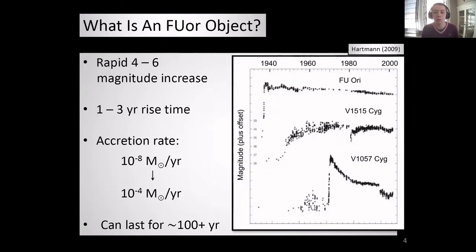Well, FUor objects are characterized by a rapid, large brightness increase, typically on the order of 4 to 6 visual magnitudes. And this brightness increase is thought to be due to accretion, where the quiescent accretion rate of 10 to the minus 8 solar masses per year increases about 10,000-fold to 10 to the minus 4 solar masses per year, depending on the object. And this accretion outburst can initiate within 1 to 3 years, but it does vary from object to object, and it can also last for 100 or more years. Again, it depends on the particular object.